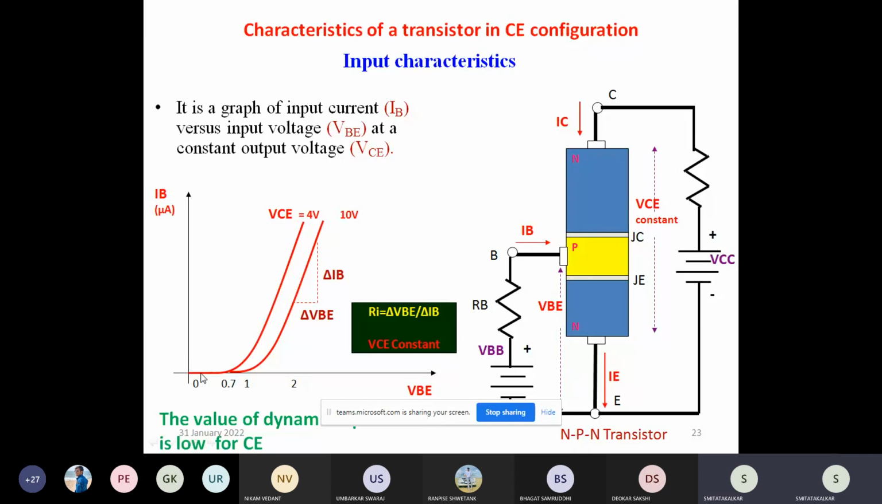Here 0 is the origin. The diode conducts from 0, 0.2, 0.3, 0.4, until the diode is on at 0.7. Then the current flows on the input side in forward bias. You can understand forward biasing on the input side.